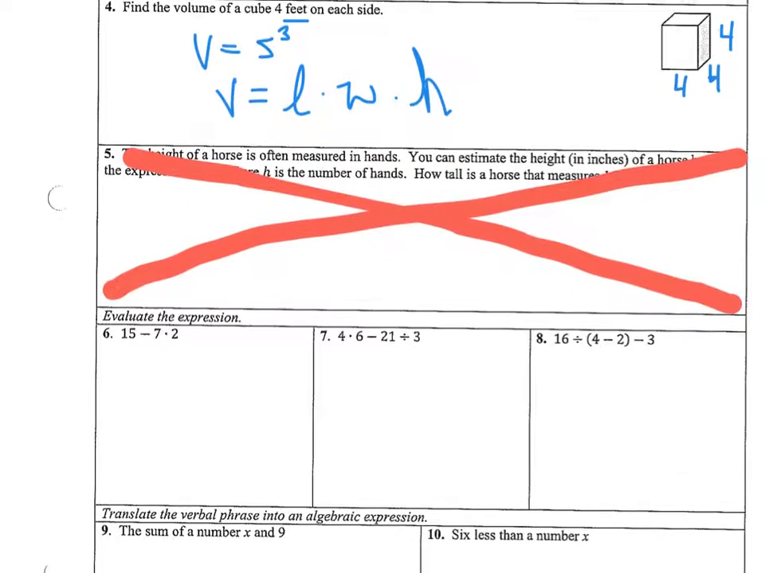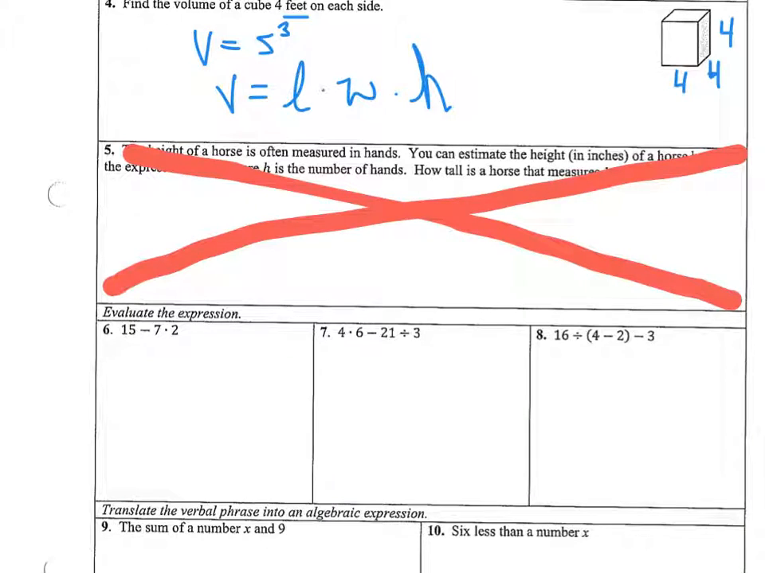As you can see, we're skipping number 5. That's why I put a big red X through it.